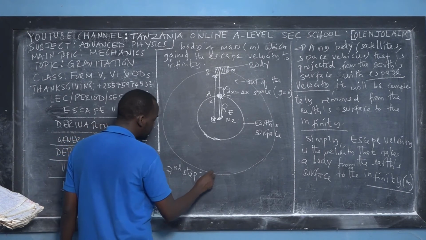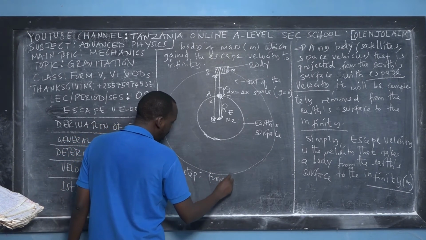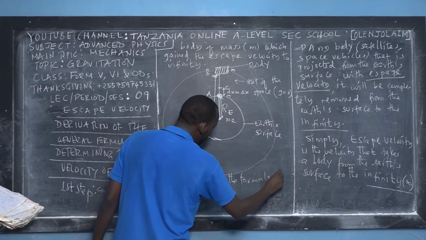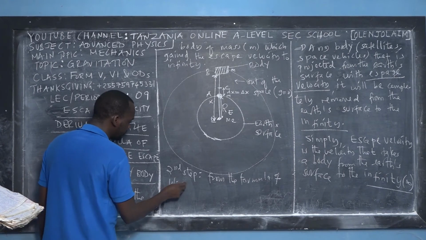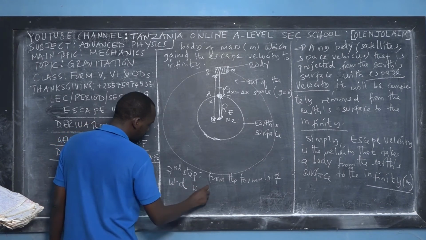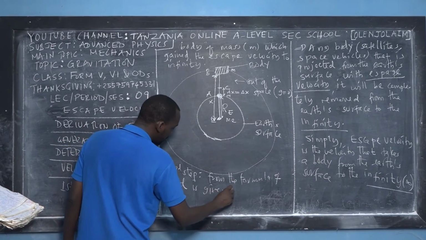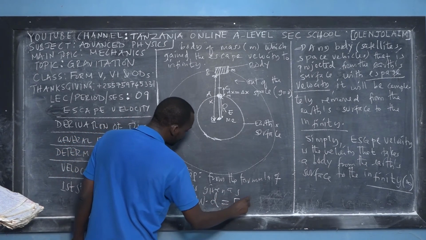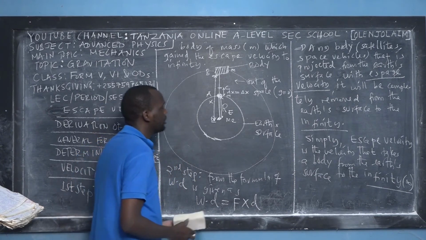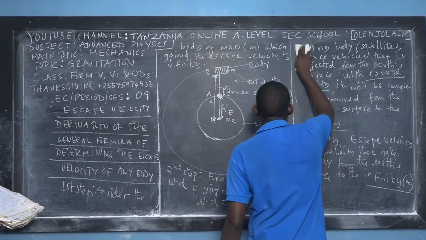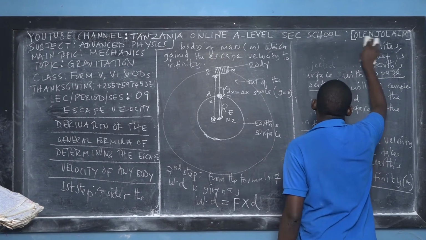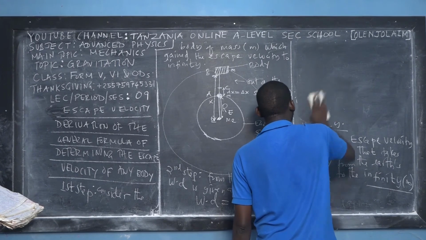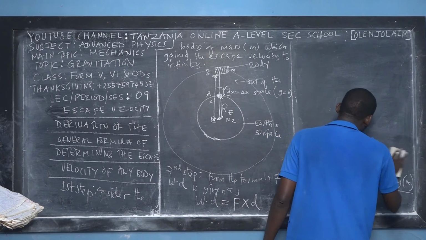The second step is that we have to remember how we get the small amount of work done. From the formula of work done, work done is equal to force times distance. I believe that you remember in the previous lecture, lecture 8, we discussed that. Work done is equal to force times distance.